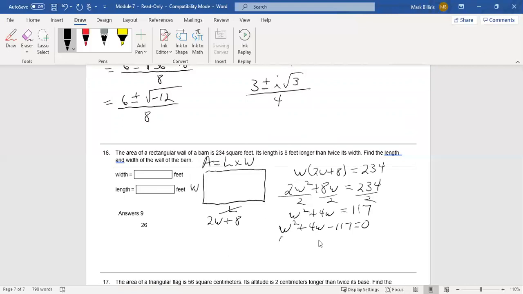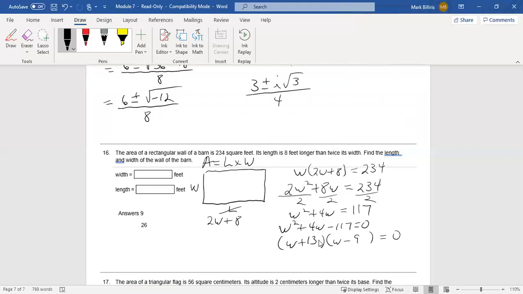So we can put W and W. Since it's a negative, one of these has got to be positive, and the other one has to be negative. So the factors of 117 that give us a 4 would be 13 times 9. So 13 times 9 gives us 117, and positive 13 minus 9 gives us positive 4.